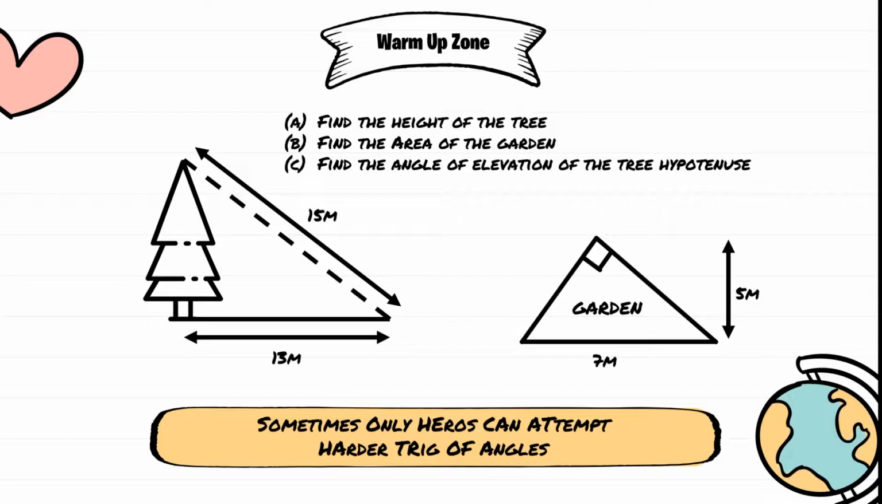These are the answers. And we used the height of a tree. We used the area of a garden. So the height of the tree, we used Pythagoras, 15 squared minus 13 squared, and then square rooted it. For the area of the garden, we did 5 times 7, and we remembered to halve our answer. And then for the angle of elevation, we used the cos element of trigonometry because we had the adjacent and we had the hypotenuse. So that allowed us to use cos.